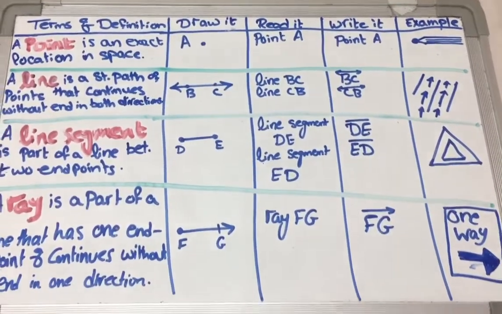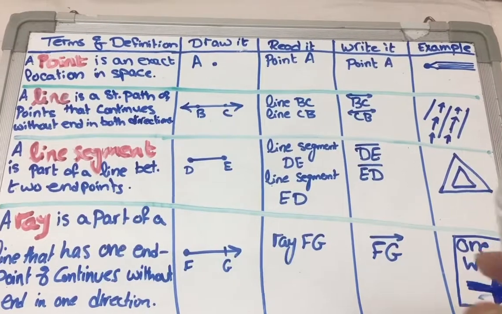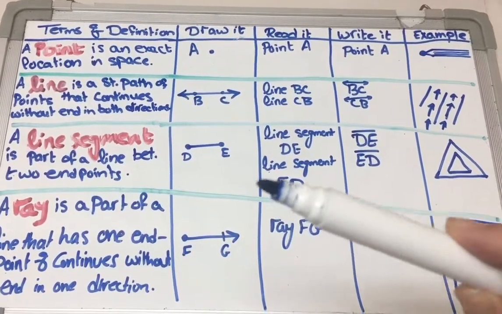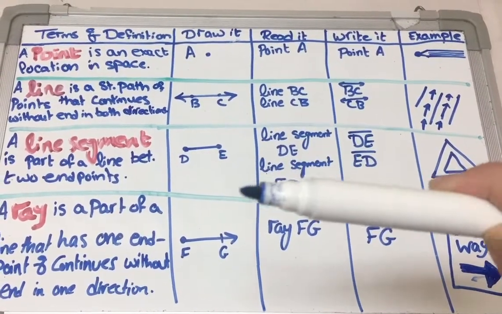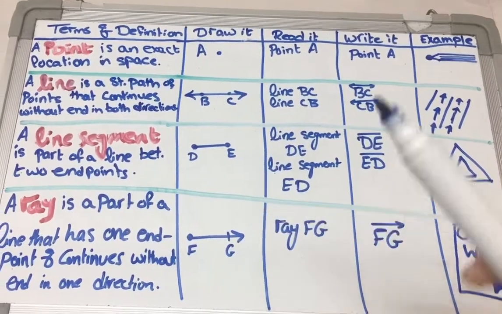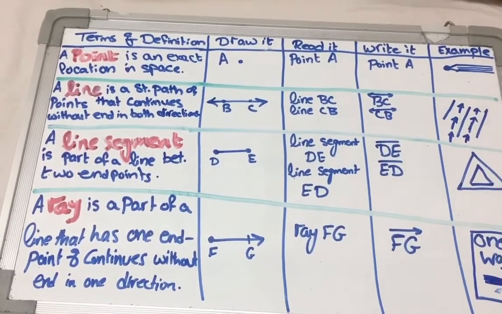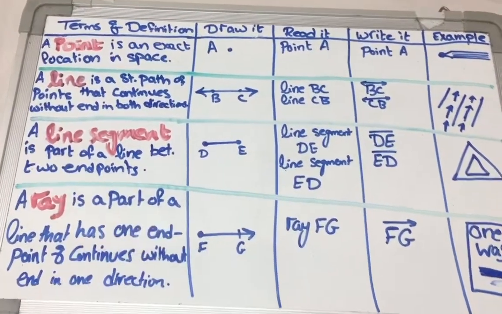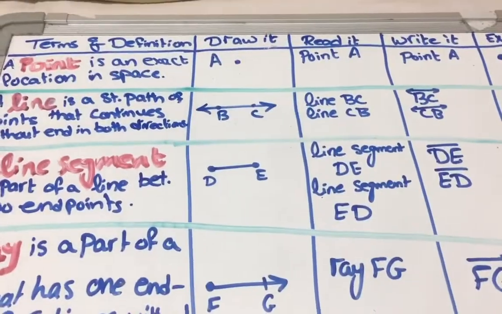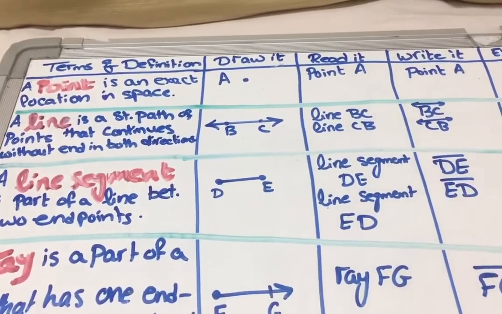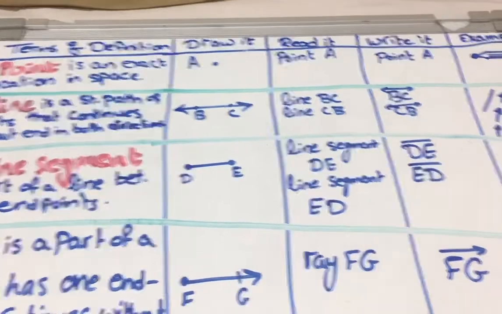What is a point like? For example, this marker has a pointed end. Another thing that we took before is a line. What's a line? It's a straight path of points that continues without end in both directions.